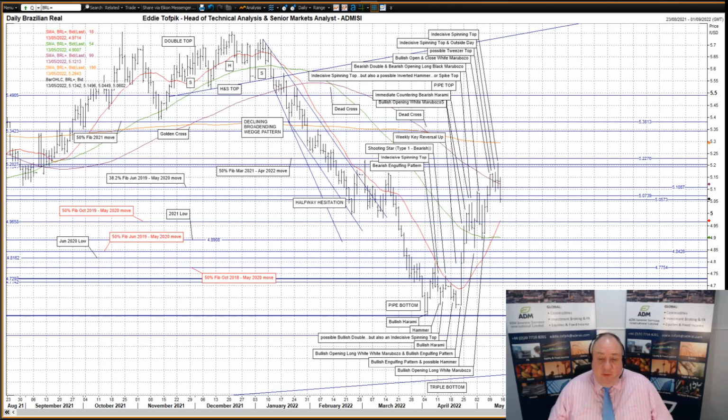Otherwise, well, I may be tempted to draw a bearish start of 2022 to date, bearish Andrews pitchfork, but that's to come.